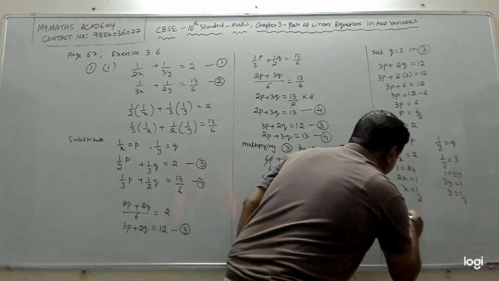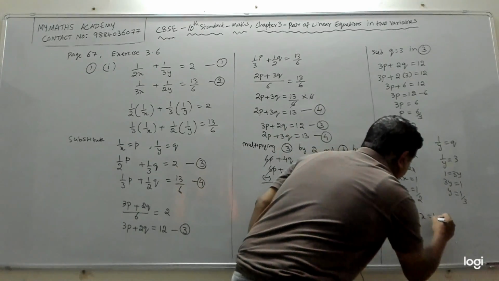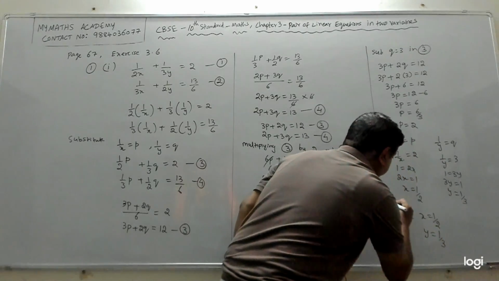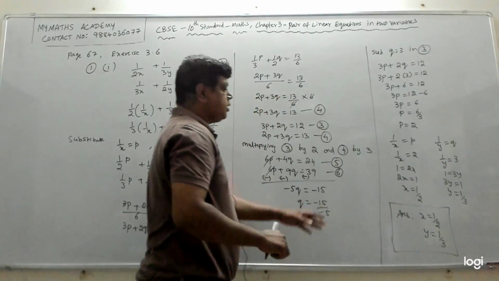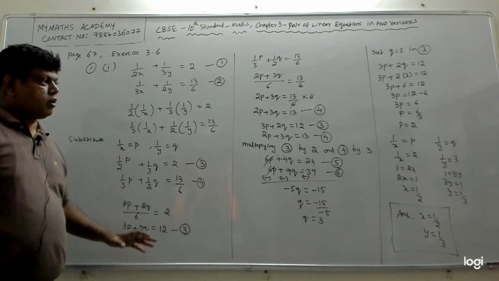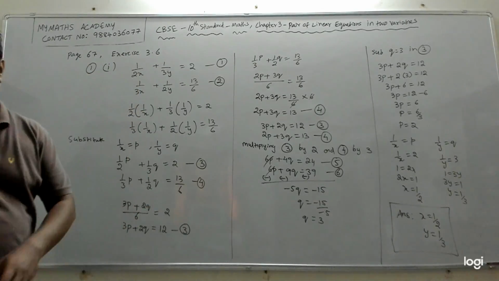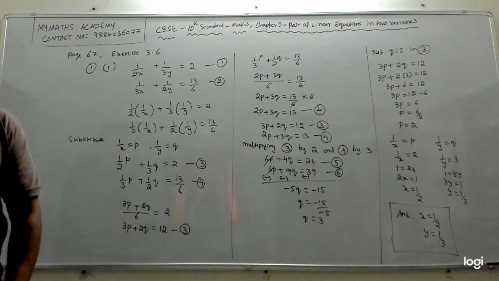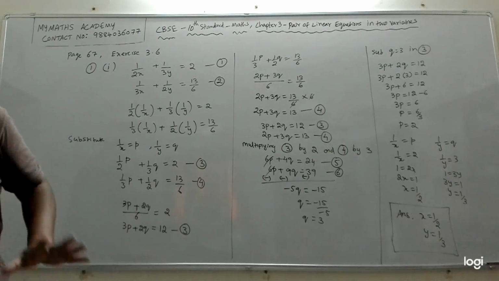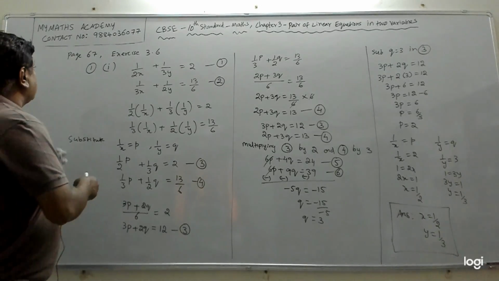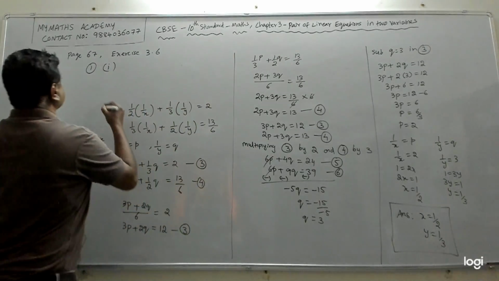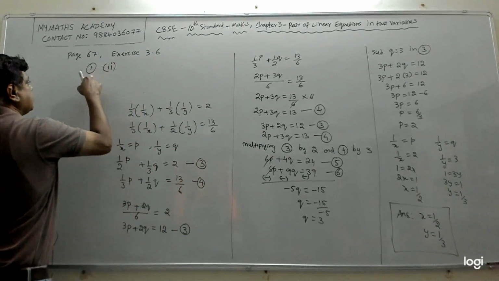So what is our final answer? Our answer is x is equal to 1 by 2 and y is equal to 1 by 3. Clear? So this is the solution for this given equation. Fine. Now we will continue to do the second problem, in the first problem, second subdivision. So in this we will go to the second subdivision of the same problem number 1.